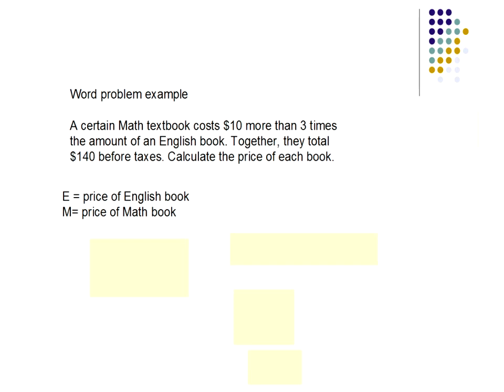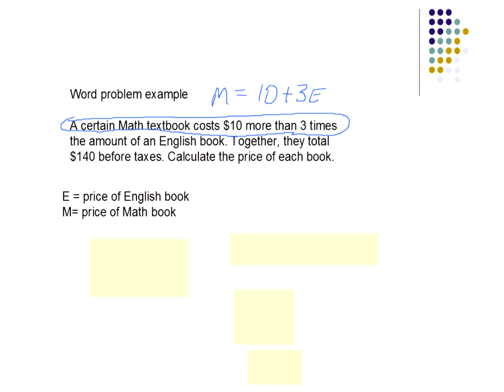So now what I'm going to do is translate. Here's a relationship in English, and I'm going to try and translate this into math. So a certain math book or textbook costs, well, that's going to be M equals $10 more than, so I'm going to take 10 and add it to 3 times the amount of an English book, 3E.